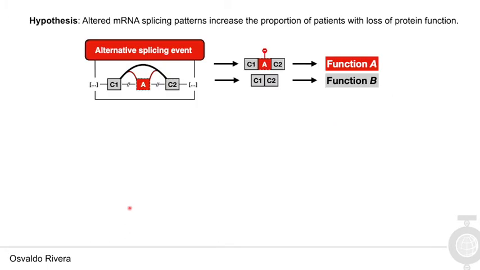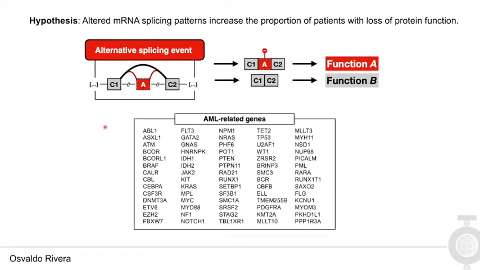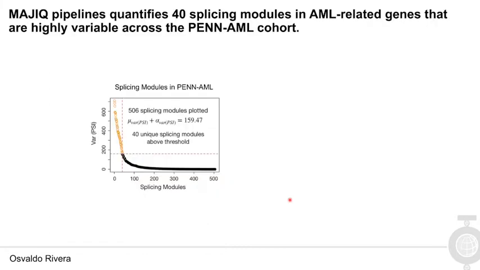I want to emphasize that our goal was to determine if splicing adds an additional layer of dysregulation to those genes already associated with AML. Therefore, we focused our investigation on around 70 genes that have previously been associated with sporadic cases of AML. Amongst these 70 genes, the MAJIQ pipeline quantified a total of 506 alternative splicing events across the PENN AML cohort.